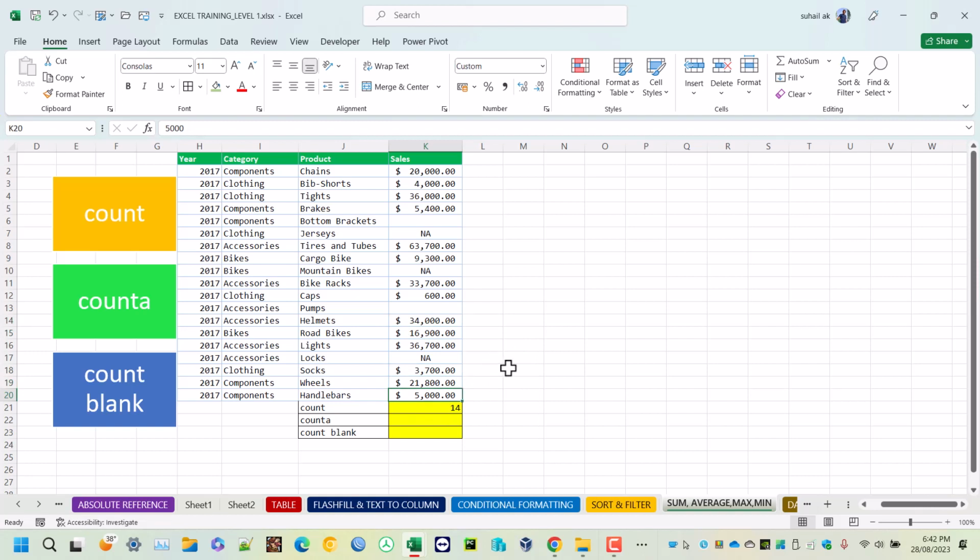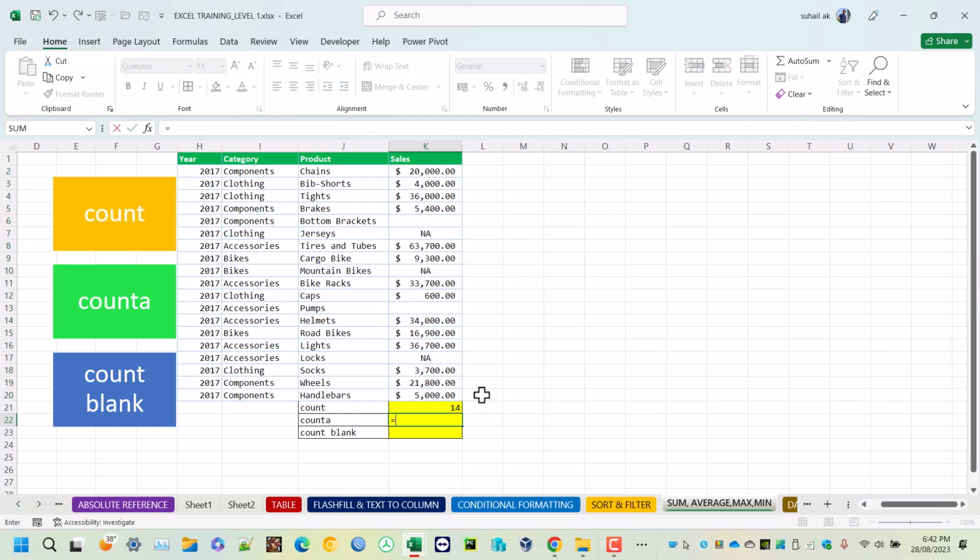So the COUNT function omits cells that are blank and cells that have text, because it only counts the cells that have a numerical value in them. So what about COUNTA? COUNTA counts all the cells that are non-empty. In this range, only two cells are empty. So that means it is going to count all the cells except the blank cells.